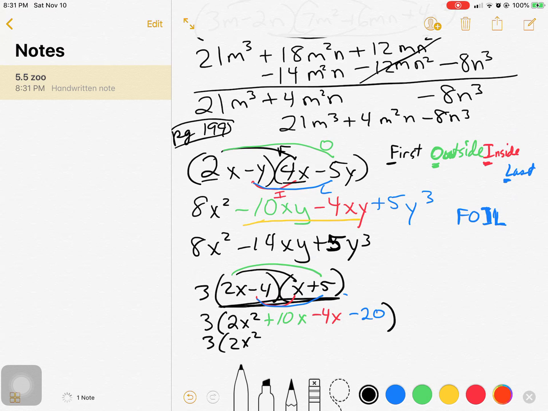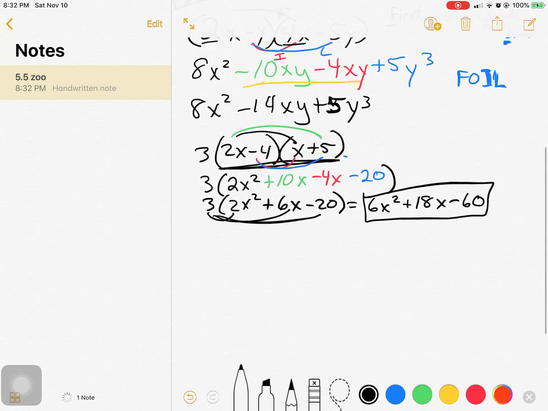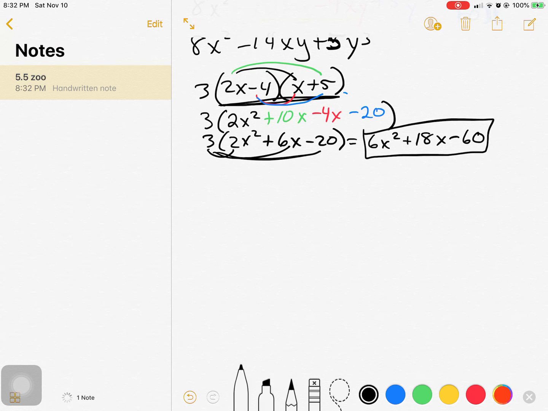Combine like terms. And then distribute that 3. That's going to be 6x squared plus 18x minus 60. And that's my final answer for that. So that's really all they did in 5.5.